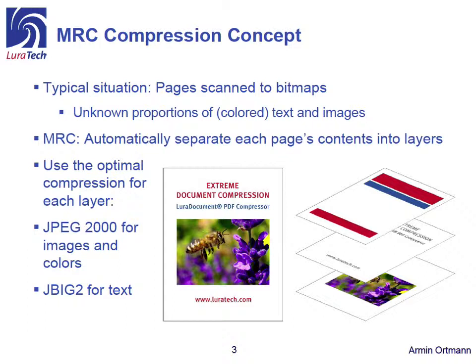And for each of those 3 layers, we are using the kind of optimal compression algorithm. So for the color layers on top and on the bottom, we would use JPEG2000, and for this text type layer in the middle, we would use JBIG2.